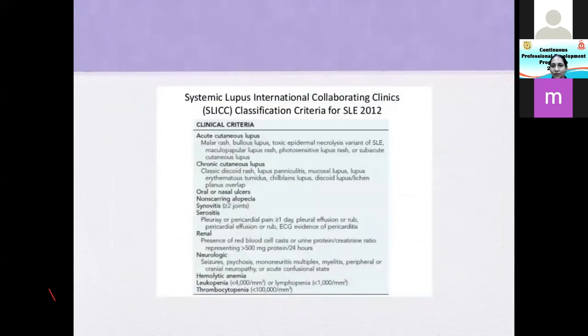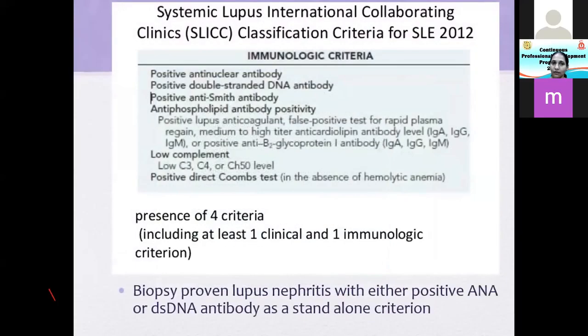In the set of clinical criteria, the previous clinical features of skin involvement, oral and nasal ulcers, and here alopecia has been added, pleuritis, synovitis, renal involvement, neurologic involvement, and hematological involvement are all considered. In the immunological criteria, positive antinuclear antibody, positive dsDNA antibody, anti-Smith antibody, antiphospholipid antibodies, low complement levels, and positive Coombs test indicating hemolytic anemia are also considered.